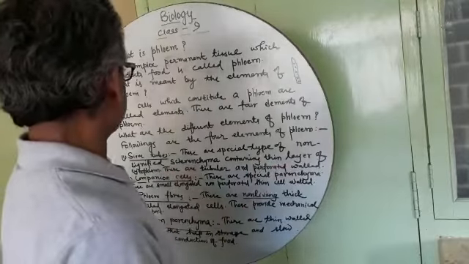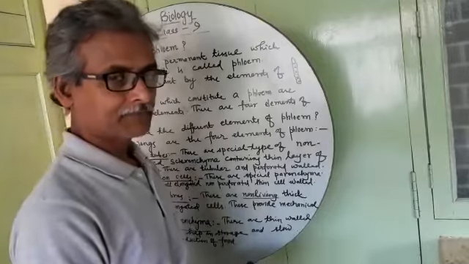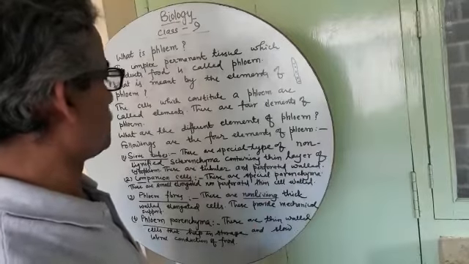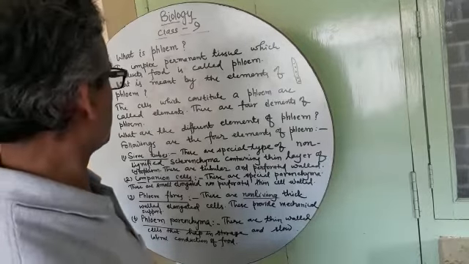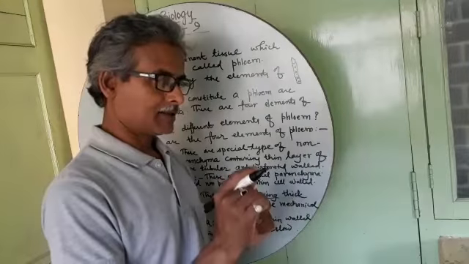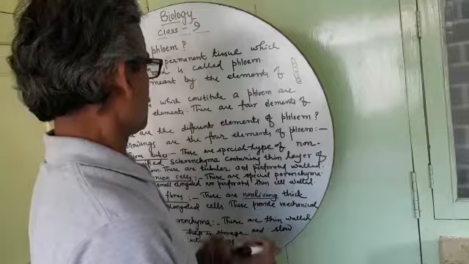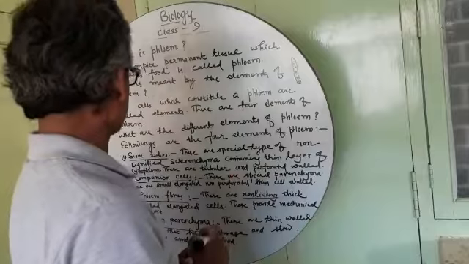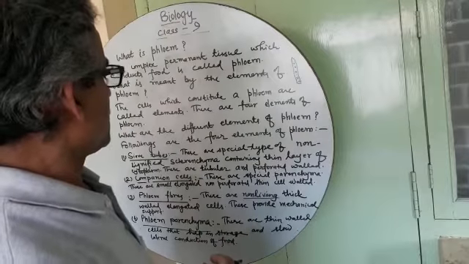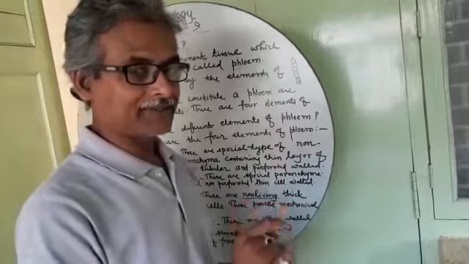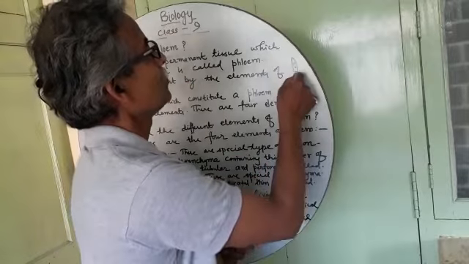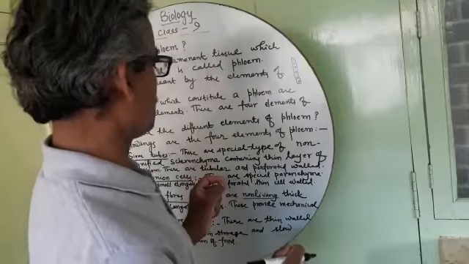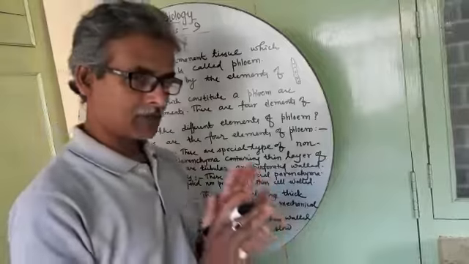The second element is companion cells. These are also tubular, but these are narrow, and these are a special type of parenchyma. But these have no perforation, they have no such holes. So these are thin cell walled but not perforated.